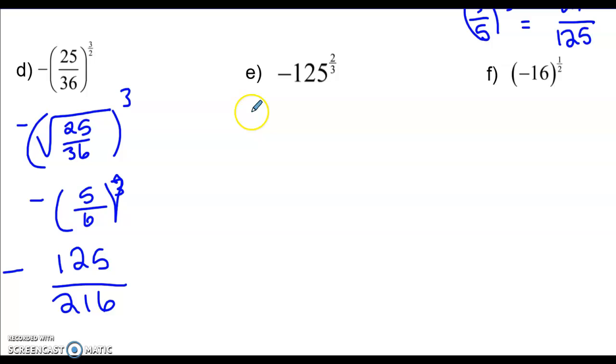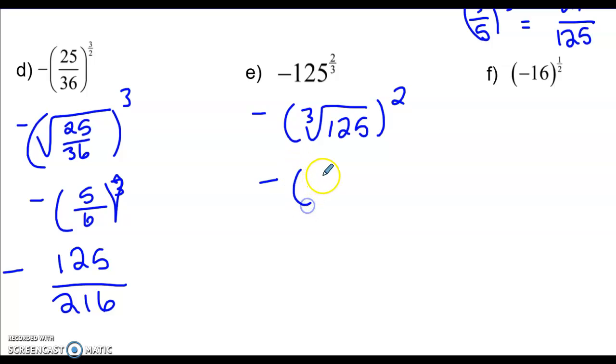For E, our negative is not part of the base. This time we have the cube root of 125 squared, because our denominator is our index, which is 3. Our cube root of 125 is 5, and 5 squared is 25, and our negative stays in front the entire way, so our answer is negative 25.